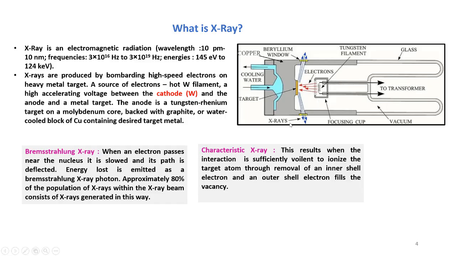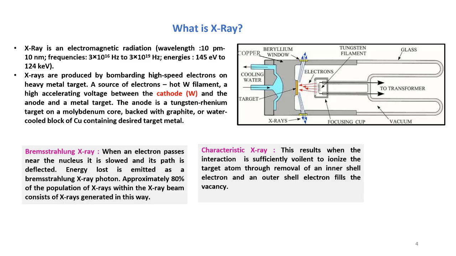So X-rays are of two types. One is the Bremsstrahlung X-ray, where the electron passes near the nucleus. So its path is a little bit deviated, but there is no energy loss in emission. However, in the characteristic X-ray, the electron basically gets knocked out from its shell, and therefore there is a loss of energy in that case. So the inner shell electron is removed, and an outer shell electron fills the vacancy.